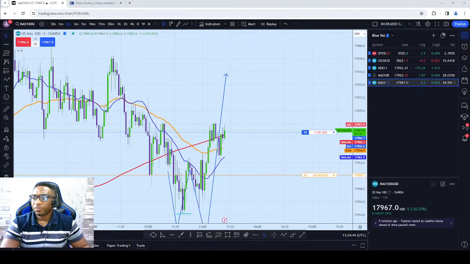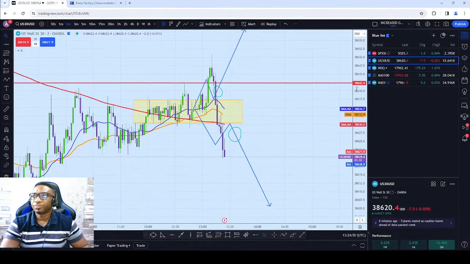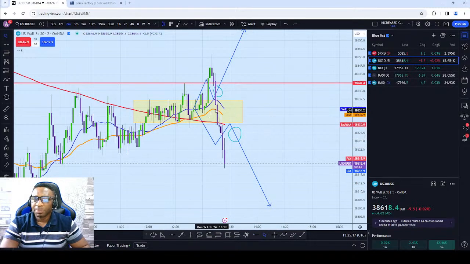Like US 30 kind of pulled back quite a bit. It's pushing down quite a lot. So looking at the way it is, we will only want to change the plan if this pulls back to here to give us an entry, but it looks like the power to the downside is much more powerful.